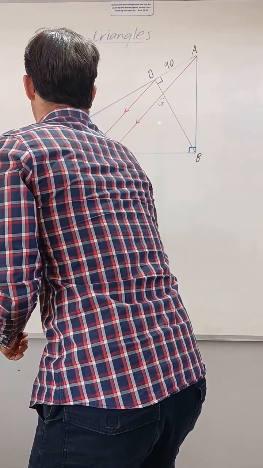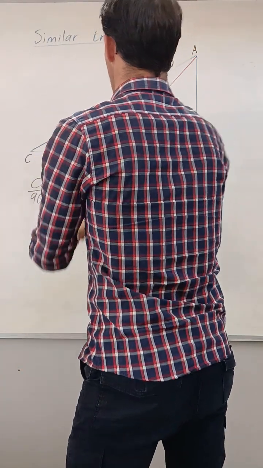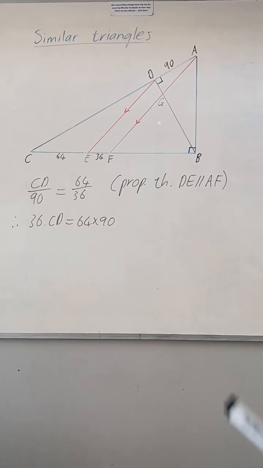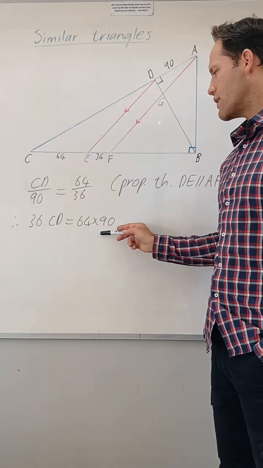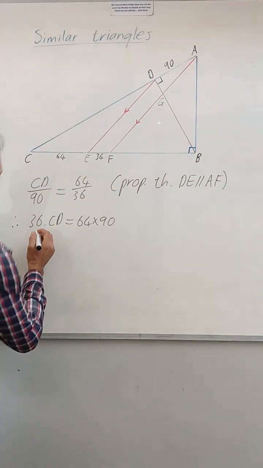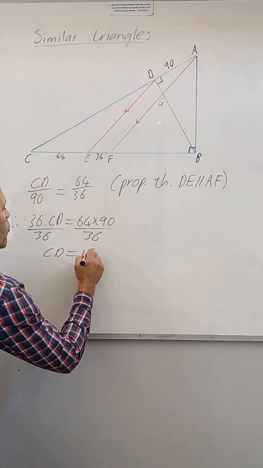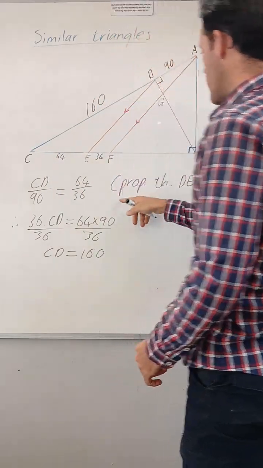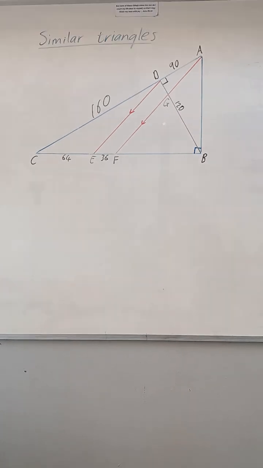We can say CD over 90 is equal to 64 over 36. So we can solve that one. Okay, so when we cross multiply, CD times 36, 90 times 64, we get here. And then we divide both sides by 36. So CD is going to be 160. Okay, so we can put in 160 here. We got that. And the reason is proportional theorem, because DE is parallel to AF.